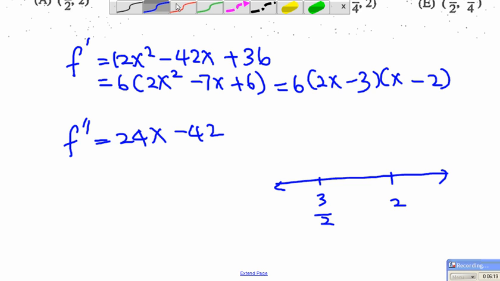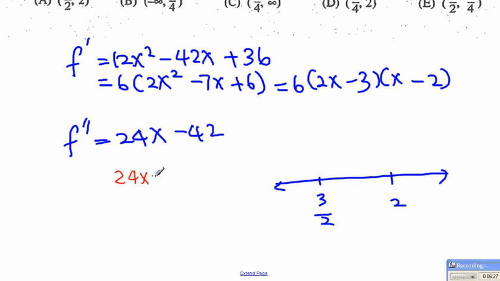Now, on the other hand, if you set this one equal to 0, then 24x will be equal to 42, where x will be equal to 42 divided by 24. When you simplify by canceling the 6's on top and bottom, we will end up getting 7 over 4. So 7 over 4 is in fact greater than 3 over 2. I'm going to put it right over here.